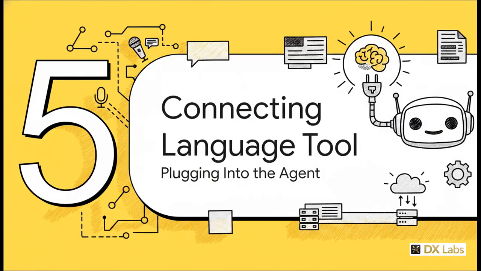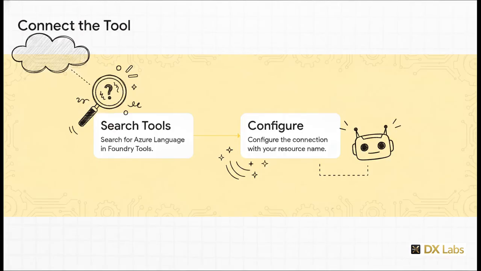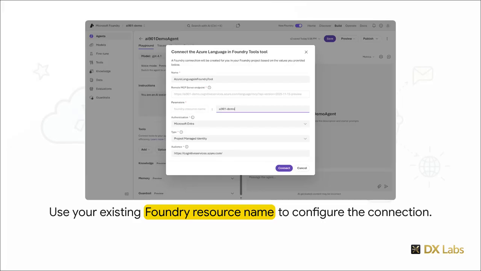Section 5. Connecting the language tool. We are plugging this directly into the agent right within the Foundry playground. You can add the Azure Language MCP server as a tool by simply clicking Add under the Tools section. Step 1 is to search your tools for Azure Language in Foundry Tools. Then Step 2 is to just configure the connection. During configuration, pay close attention to the parameters field asking for your Foundry resource name.